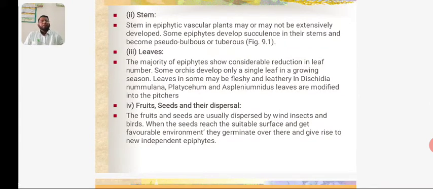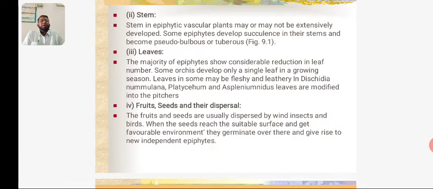Then the stem in epiphytic vascular plants may or may not be extensively developed. Some epiphytes develop succulent stems, become pseudobulbous or tuberous, as seen in the picture also. Leaves: the majority of epiphytes show considerable reduction in leaf number. Some orchids develop only a single leaf in a growing season. Leaves in some may be fleshy or leathery, in different species of plants.